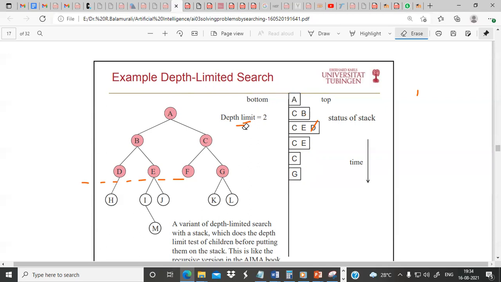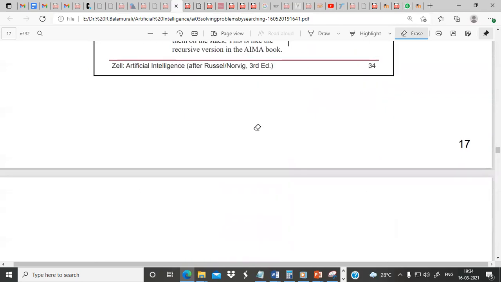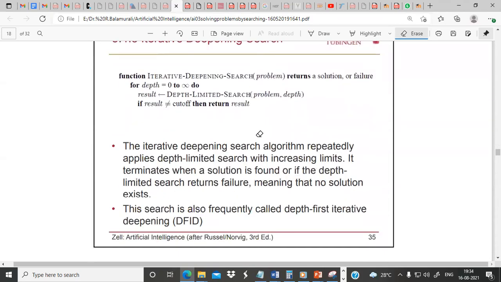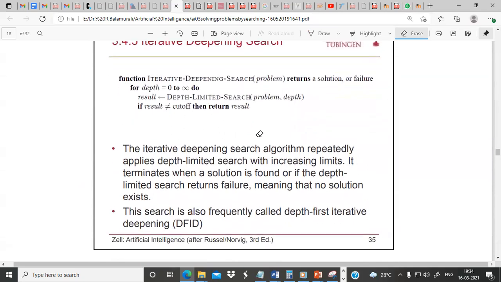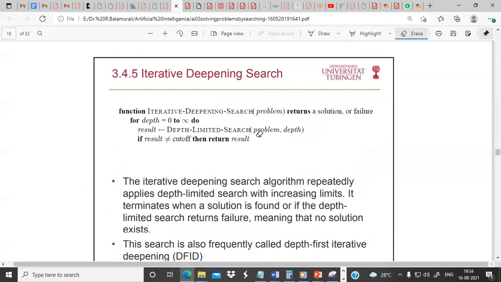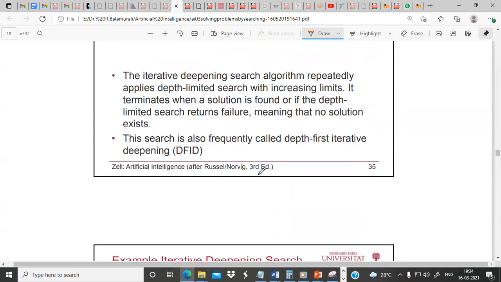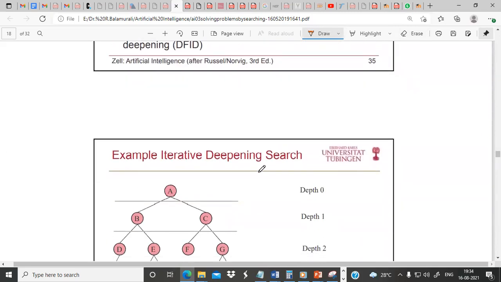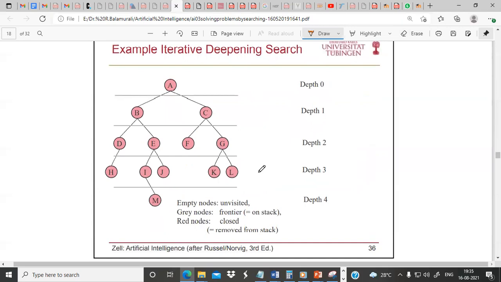So the depth limited search can be refined further, and so we get the next algorithm, which is called iterative deepening depth first search. So this algorithm is called iterative deepening search or iterative deepening depth first search. So what does this algorithm do? Initially it sets the depth as 0 and it calls DFS.